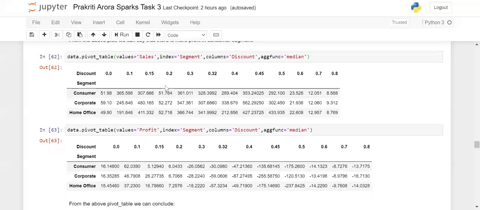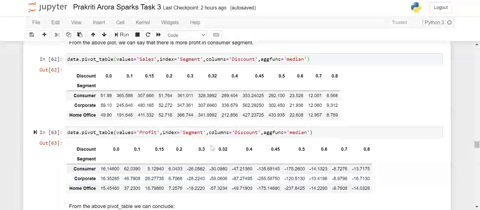Now I have plotted two pivot tables: sales and profit against discount, for the variety of discounts. So here we can see that when the discount is 30% or greater than 30%, the profit is decreasing. It's going into loss. The company is facing loss when the discount is greater than or equal to 30%.